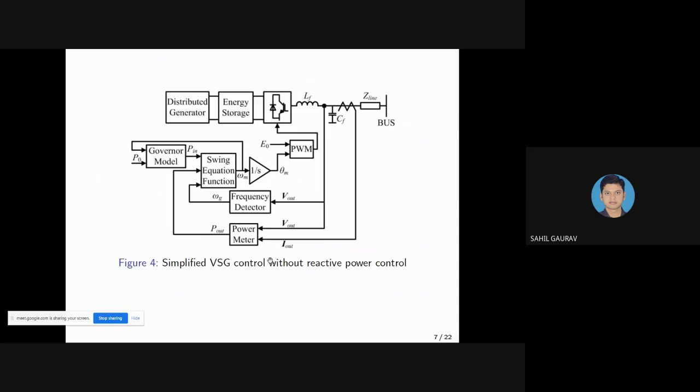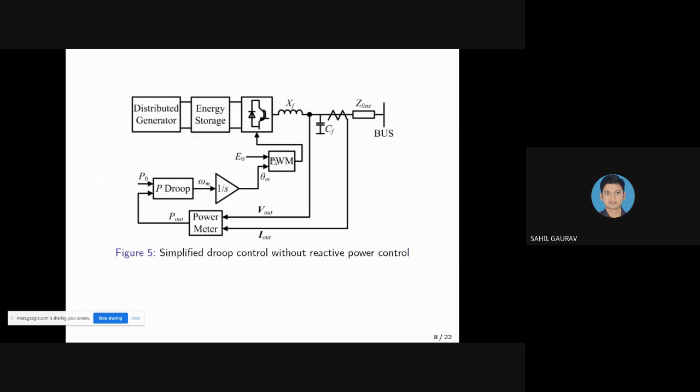And this is the block diagram of a simplified virtual synchronous generator control without reactive power control. As I told you earlier, the reactive power control part is inactivated and a fixed nominal voltage E naught is given to the PWM block. Similarly, this is the block diagram of the simplified droop control without reactive power control. And here we are also giving constant nominal voltage E naught to the PWM block instead of giving it through reactive power control. There is no reactive power control part in both control mechanisms, to simplify our analysis further.